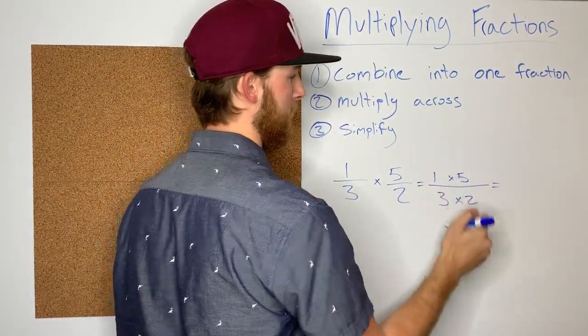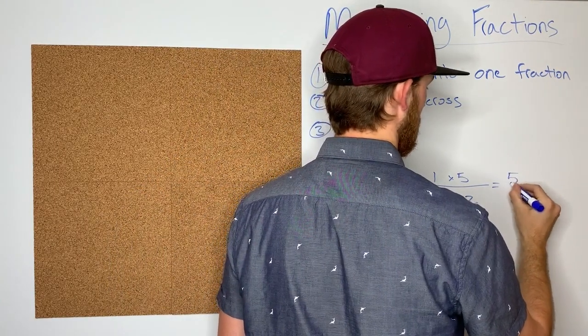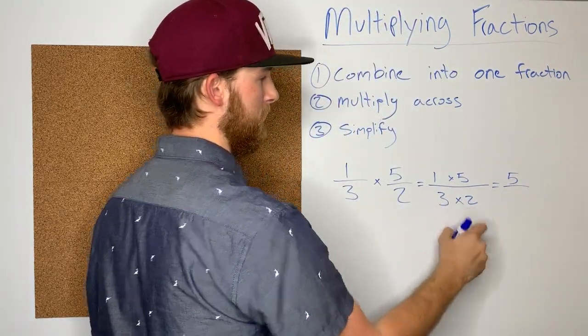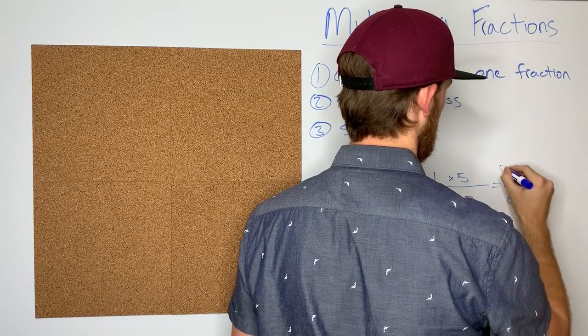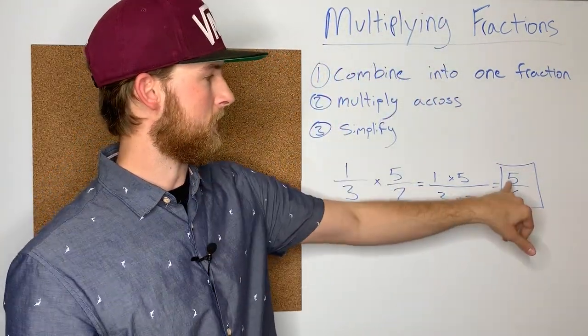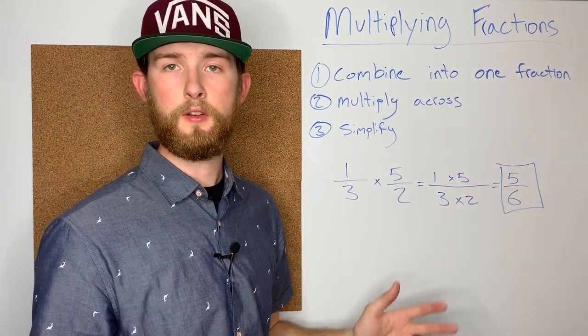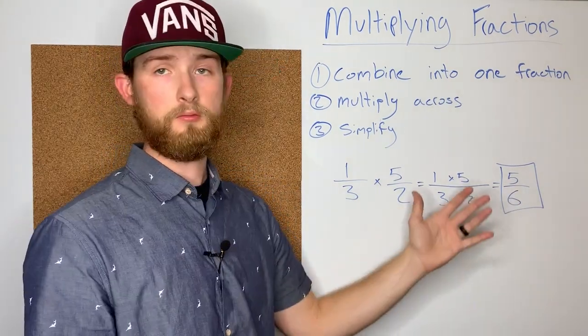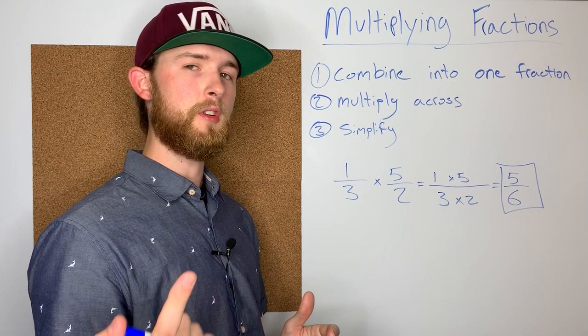1 times 5 is 5. 3 times 2 is 6. We don't need to do step 3 in this case because 5 and 6 don't simplify down any further. So that one's done. It was nice and easy. So let's go and do a little bit more complicated one.